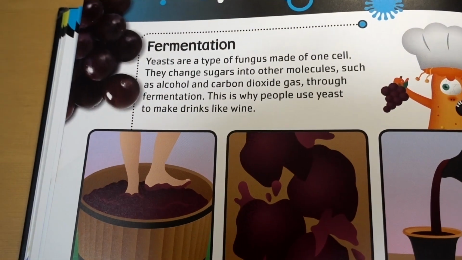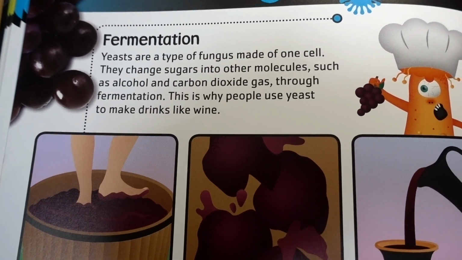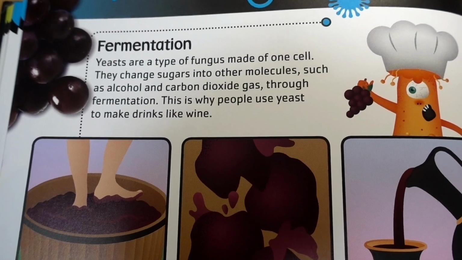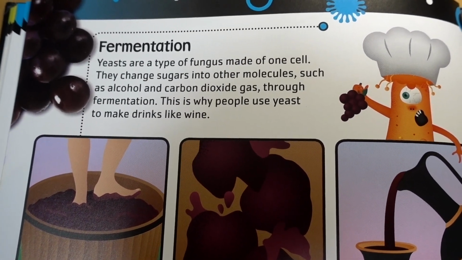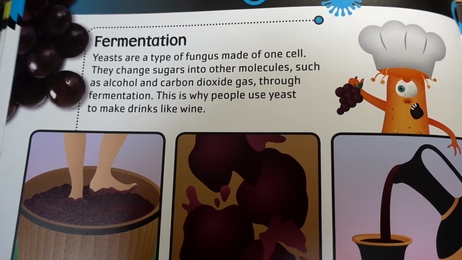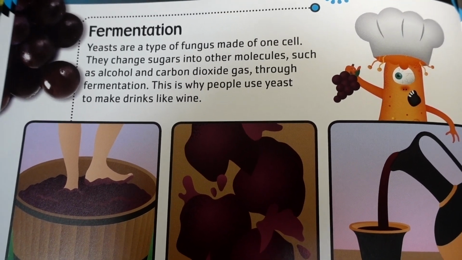Fermentation. Yeasts are a type of fungus made of one cell. They change sugars into other molecules, such as alcohol and carbon dioxide gas, through fermentation. This is why people use yeast to make drinks like wine.